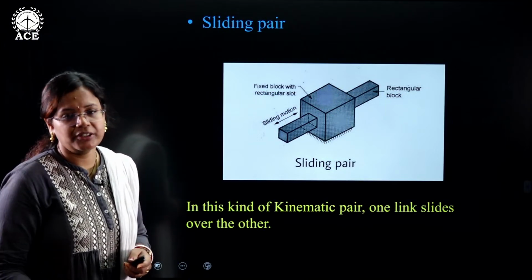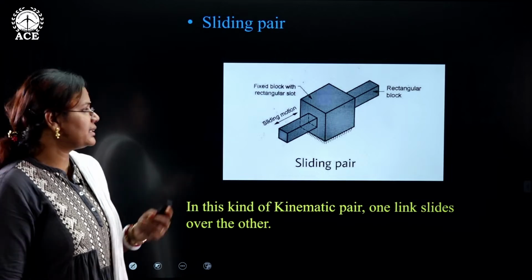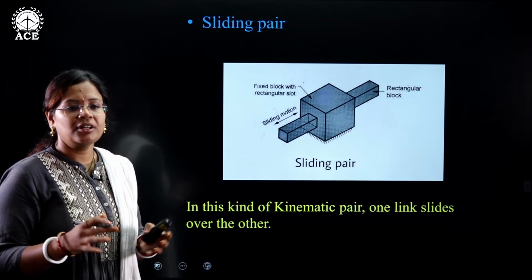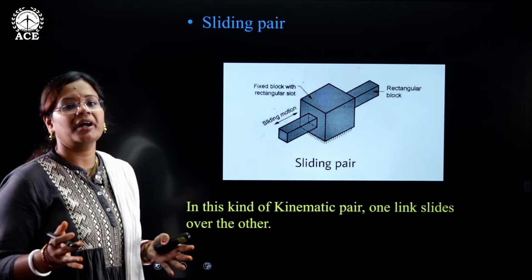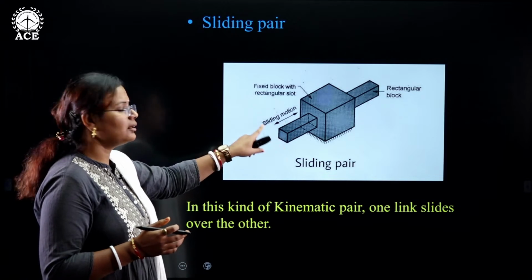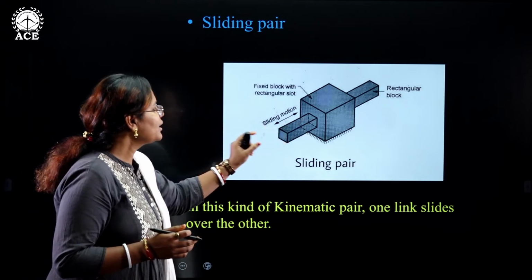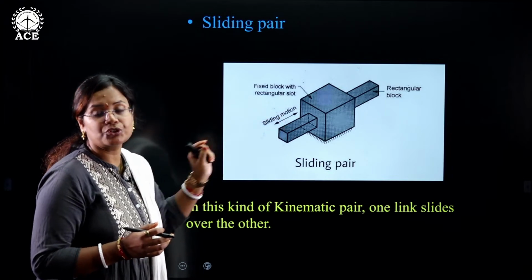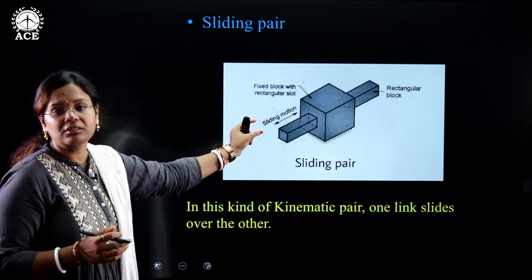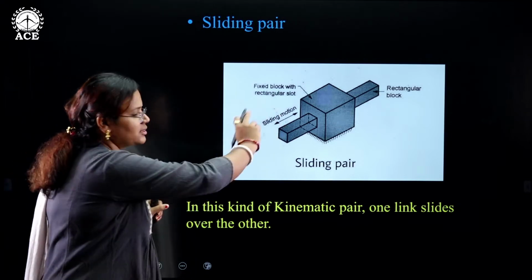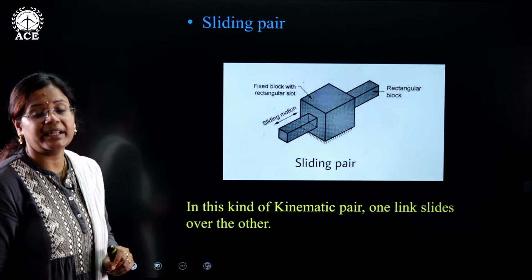Okay, sorry for the interruptions. Let us continue with the sliding pair. As I was saying, when you talk about a sliding pair, you imagine a surface contact. So here you can see that there is a rectangular slot, and there is a rectangular block which is having a sliding motion. It cannot be turned. It has only one definite path, that is sliding in this direction. So this is nothing but a sliding pair.